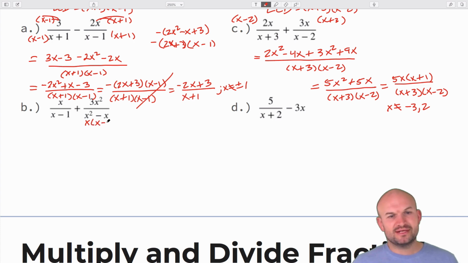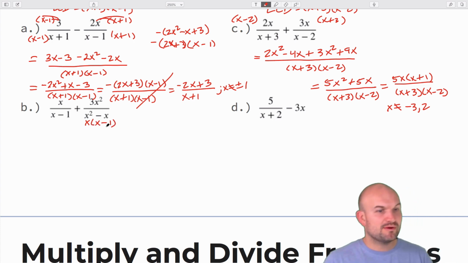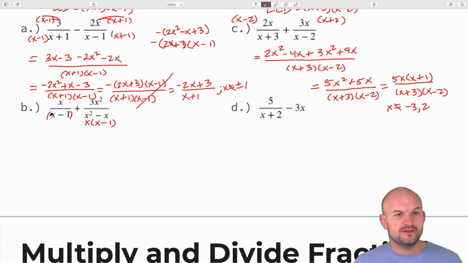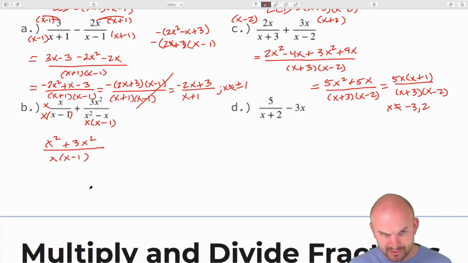And when we factor out an x, we get an x minus 1. So therefore, we recognize here that they already have a quantity x minus 1 in common. The only thing we need over here is just another x, right? So that's actually rather easy. I just have an x squared plus a 3x squared over an x times x minus 1. Well, that problem's not too bad, right?